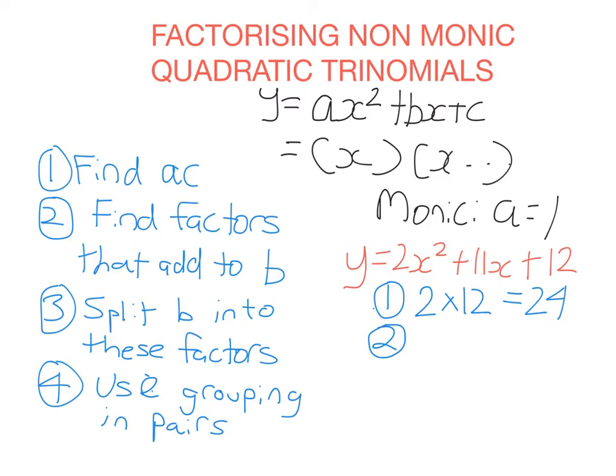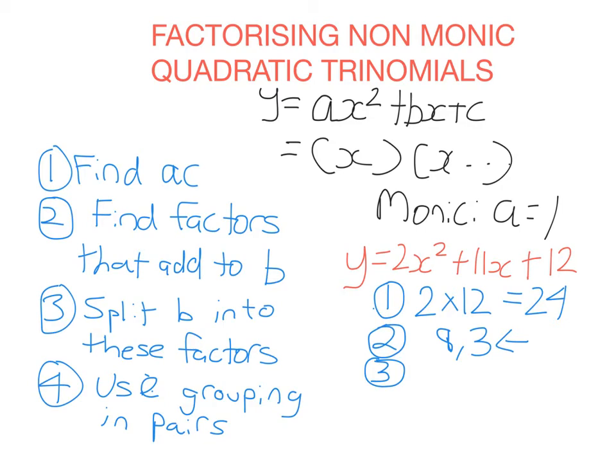So you can go through the process if you don't know them off the top of your head, but they are just 8 and 3, okay? Now, third step, when I say split b, I want to write it as 2 different terms. Then I will have 4 terms in total, and then I can use factorisation by grouping in pairs. So what I do here is I write 11x as 8x plus 3x. I chose 8 and 3 because they are the 2 numbers I got in step 2.